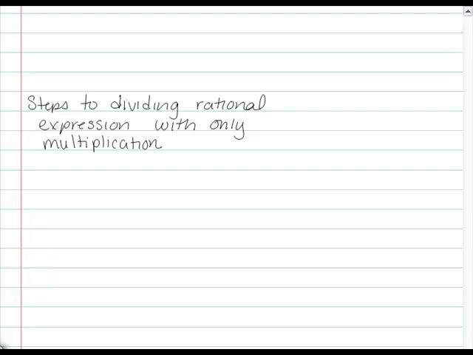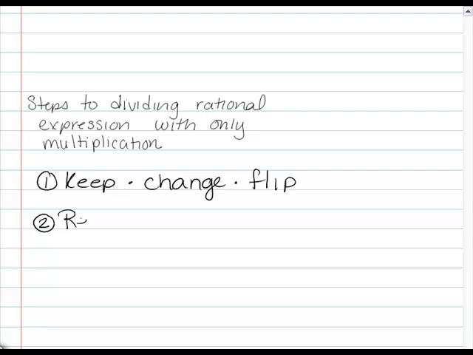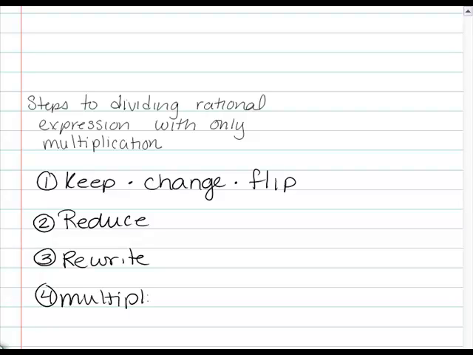So our steps for dividing rational expressions where there's only multiplication in it is going to be, number 1, we're going to keep the first fraction. We're going to change the division into multiplication, and we're going to flip the second fraction. So keep, change, flip. Step number 2, you're going to reduce if possible. And step number 3, you're going to rewrite, and last but not least, we're going to multiply across.